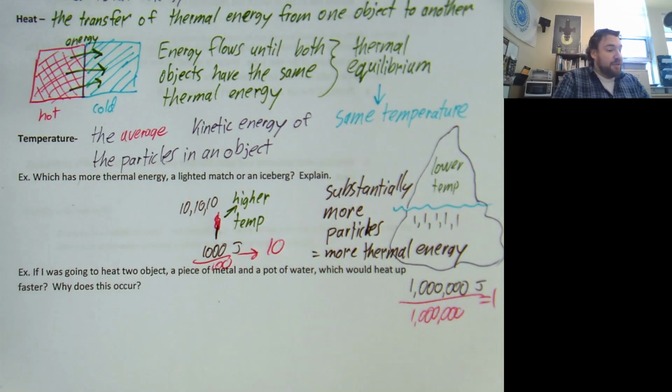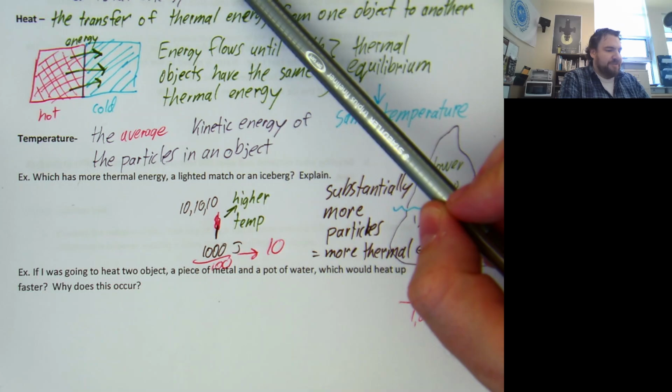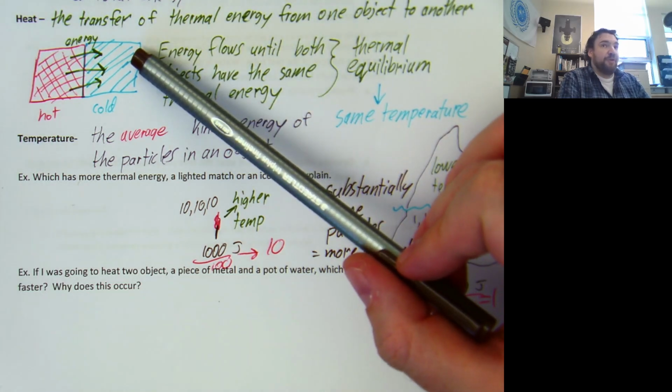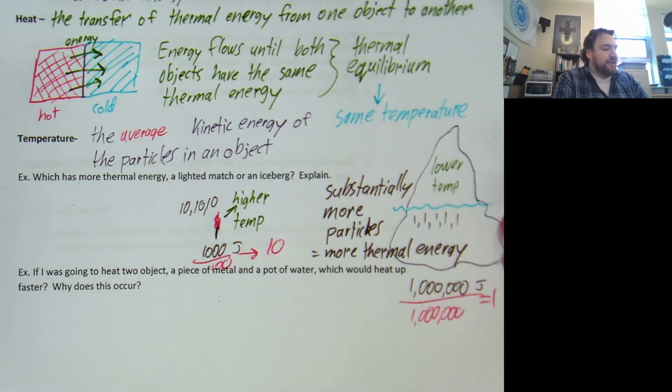So that is thermal energy, heat energy, and temperature. That's how these are related. Thermal is the total energy of every kind available to an object. Heat is the transfer of thermal energy from a high thermal to a low thermal. And temperature is the average kinetic energy of all of the particles in an object.